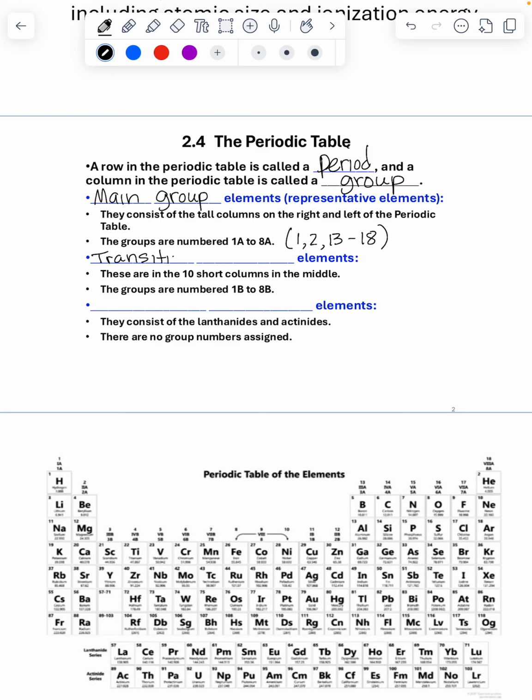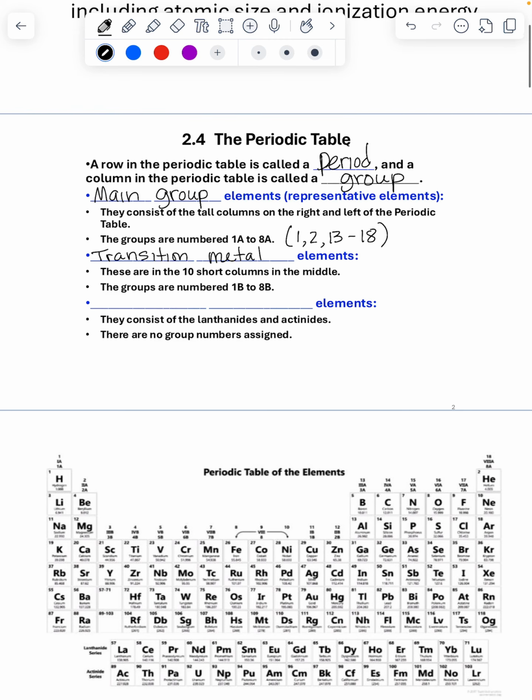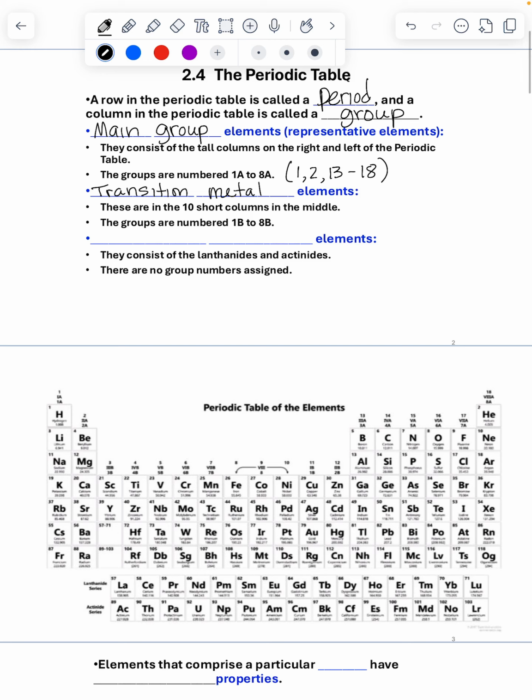So those would be your representative elements. Next we have what are called the transition metals. These are the 10 short columns in the middle of the table, and they are numbered 1B to 8B, or on a modern table, they're numbered groups 3 through 17. Oh, sorry, no. 3 through 12.